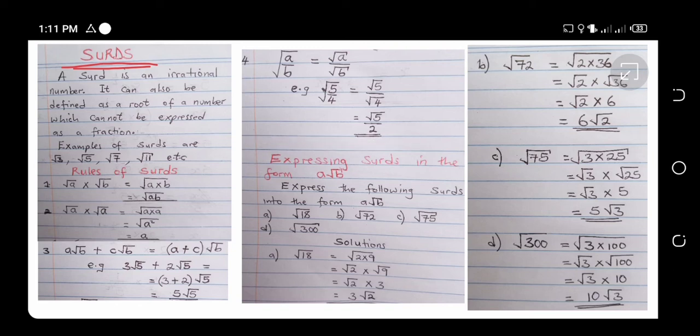Okay, so that is it about some of the rules of surds. We have to take note of them seriously. Now let us go to some examples where we can use these rules, expressing surds in the form a root b. They are saying, express the following surds in the form a root b. So let us look at them together. We have a, which is root of 18, b is root of 72, c is root of 75, and d is root of 300.